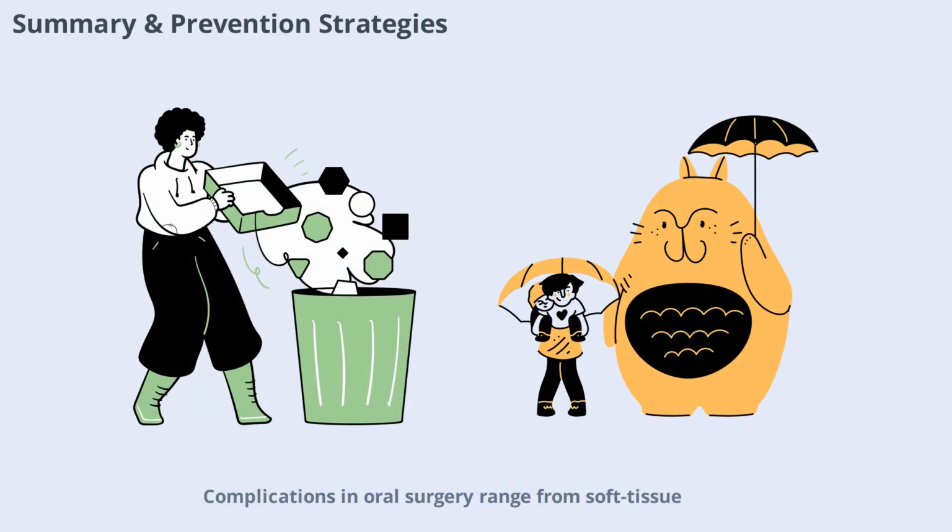Complications in oral surgery range from soft tissue injuries to major bone fractures and nerve damage. Prevention is always better than cure, and it starts with proper surgical technique, careful instrument handling, and thorough patient assessment. Effective communication, accurate charting, and adherence to safety protocols are essential. When complications do occur, prompt management and patient reassurance are vital for recovery. By understanding these risks and strategies, practitioners can enhance patient safety and outcomes in oral surgery.